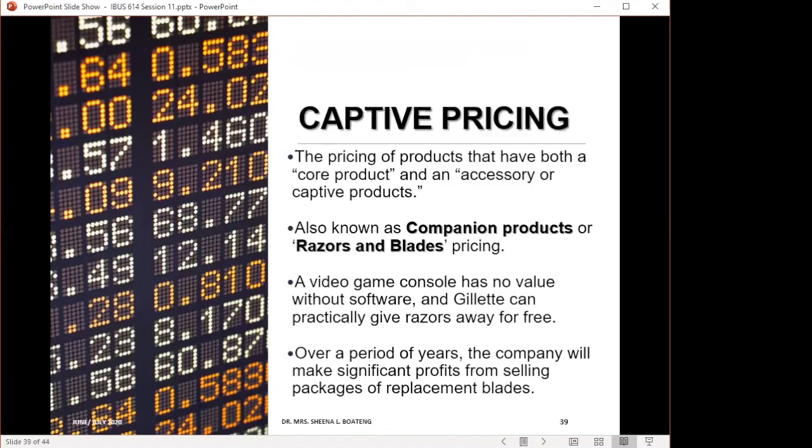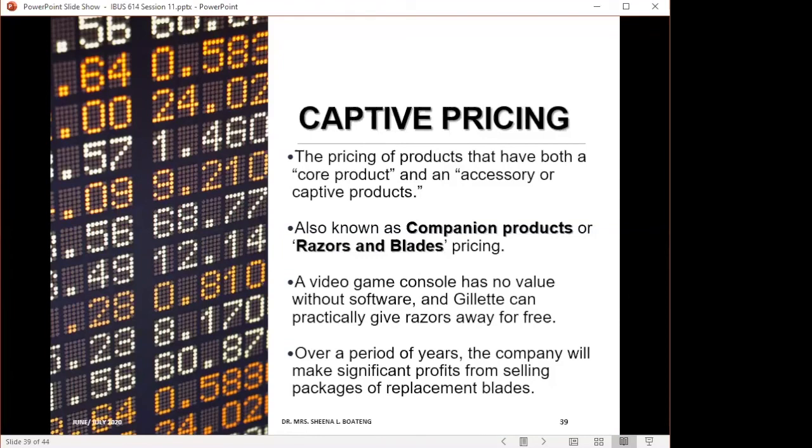Now, with regard to captive pricing, the marketer uses the core product to capture the audience to be able to initially purchase and continue purchasing another product, which is known as the captive product or the accessory product. Because of that, this technique is also known as companion products or razor and blades pricing.